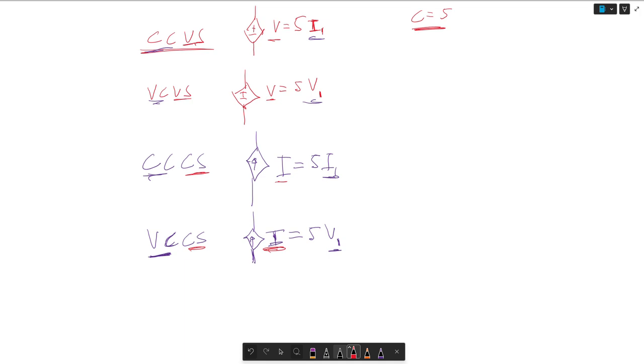So I hope that makes sense. Again, in this lecture we talked about switches, power, independent sources, and dependent sources.